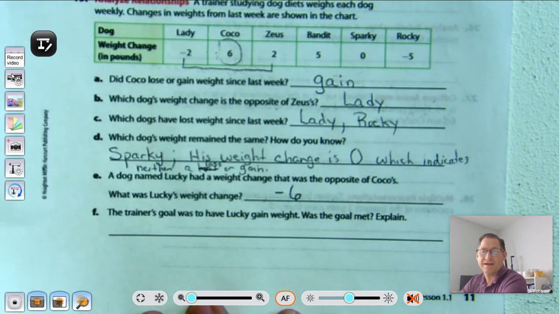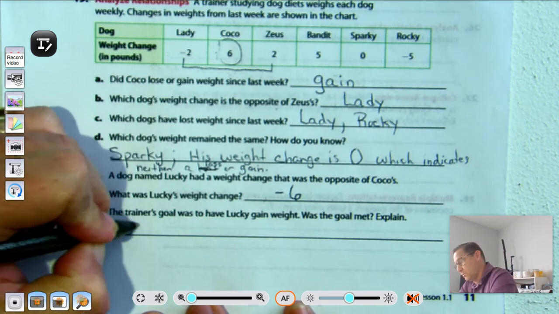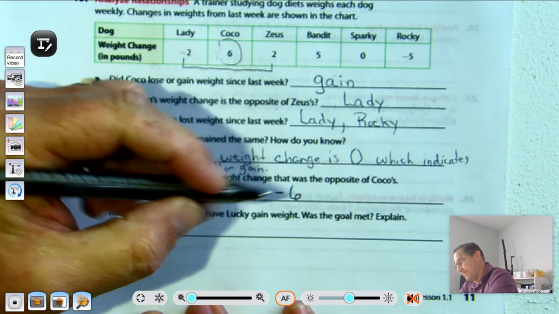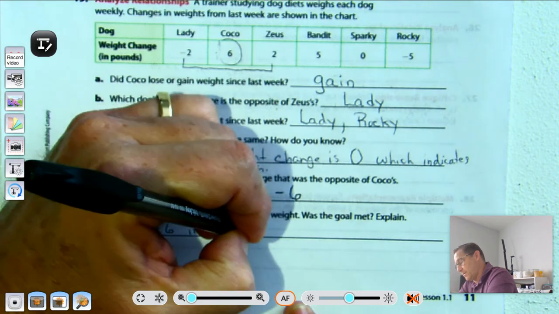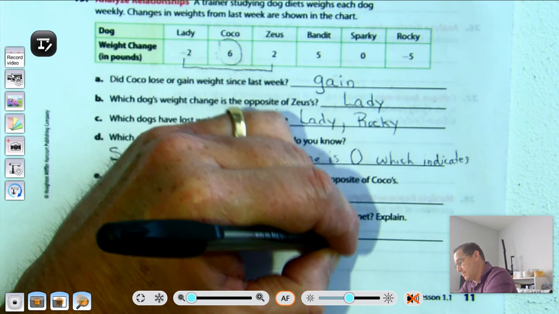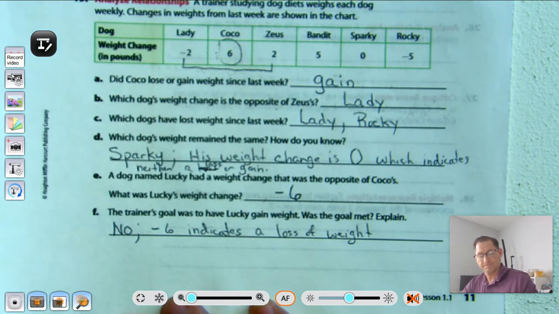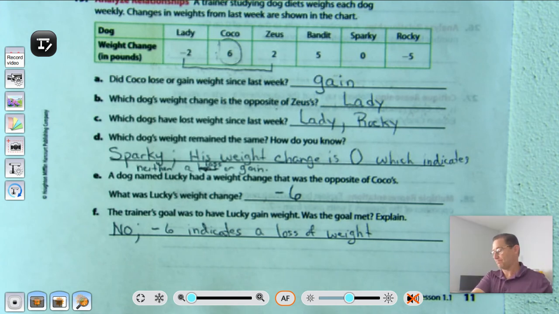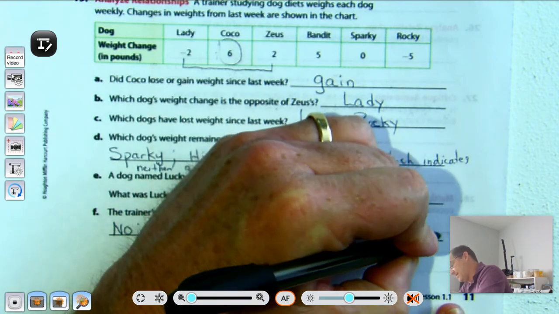So the trainer's goal was to have Lucky gain weight. Was the goal met? No. -6 indicates a loss of weight. Loss of weight, not a gain.